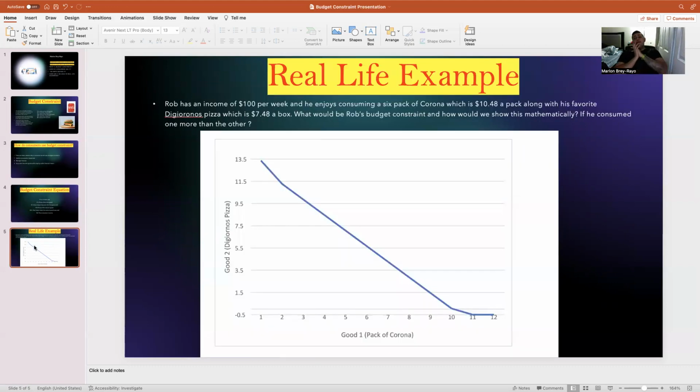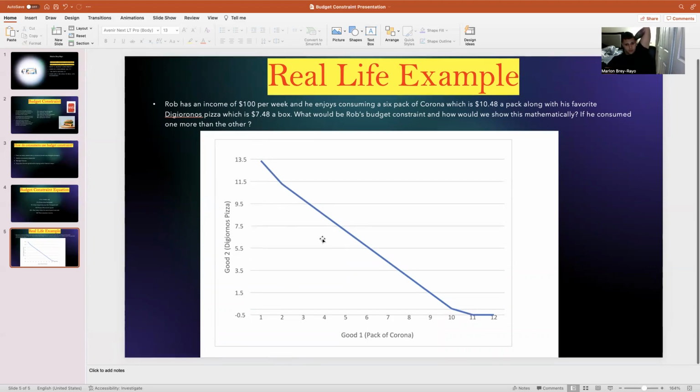In this last slide, we have a real life example. Rob has an income of $100 per week, and he enjoys consuming a 6-pack of Corona, which is $10.48. And he also enjoys consuming his favorite pizza, DiGiorno's, which is $7.48 a box. What would be Rob's budget constraint, and how would he show that mathematically if he consumed one more than the other? In this graph below, we see what happens when Rob consumes more Corona than pizza.